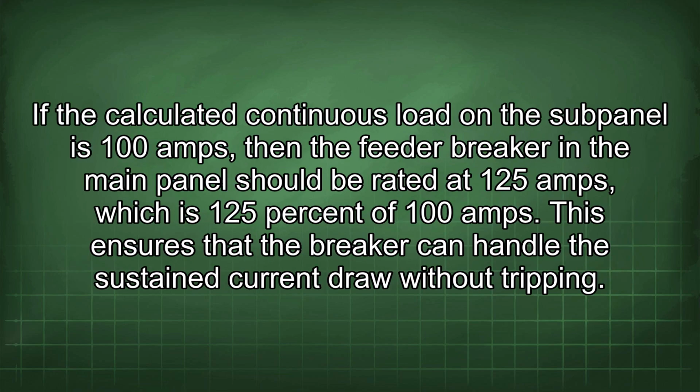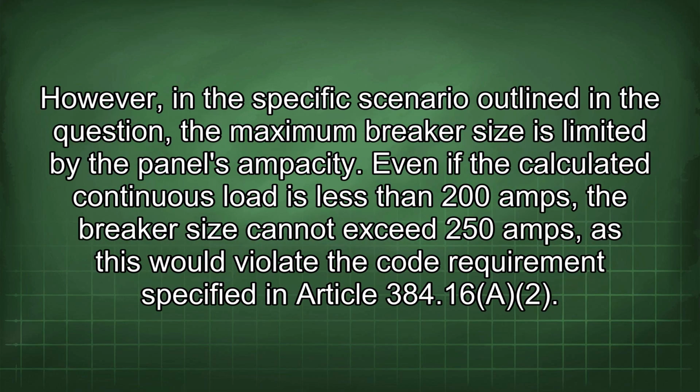If the calculated continuous load on the subpanel is 100 amps, then the feeder breaker in the main panel should be rated at 125 amps, which is 125% of 100 amps. This ensures that the breaker can handle the sustained current draw without tripping. However, in the specific scenario outlined in the question, the maximum breaker size is limited by the panel's ampacity. Even if the calculated continuous load is less than 200 amps, the breaker size cannot exceed 250 amps, as this would violate the code requirement specified in Article 384.16(A)(2).